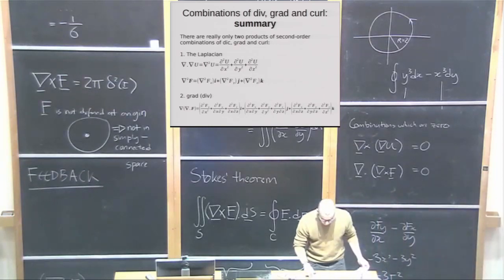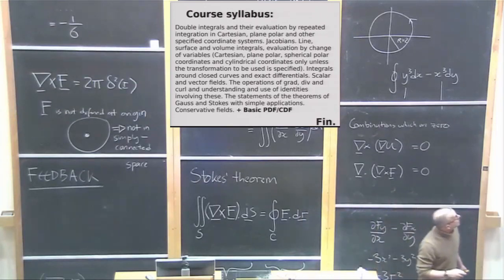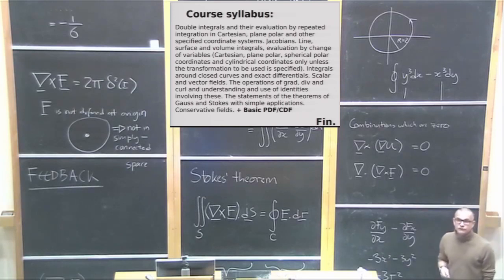Okay, that's the end of the course. So this is, just a reminder then, the syllabus of this bit of CP4. Double integrals, dealing with Cartesian, plane polar, and other coordinate systems. Jacobians, line, surface and volume integrals, evaluation by change of variables. And that's the syllabus as it existed until a year and a half ago. And then, of course, there is a little extra bit about understanding what probability density functions and cumulative distribution functions are. And that's the end of the course.